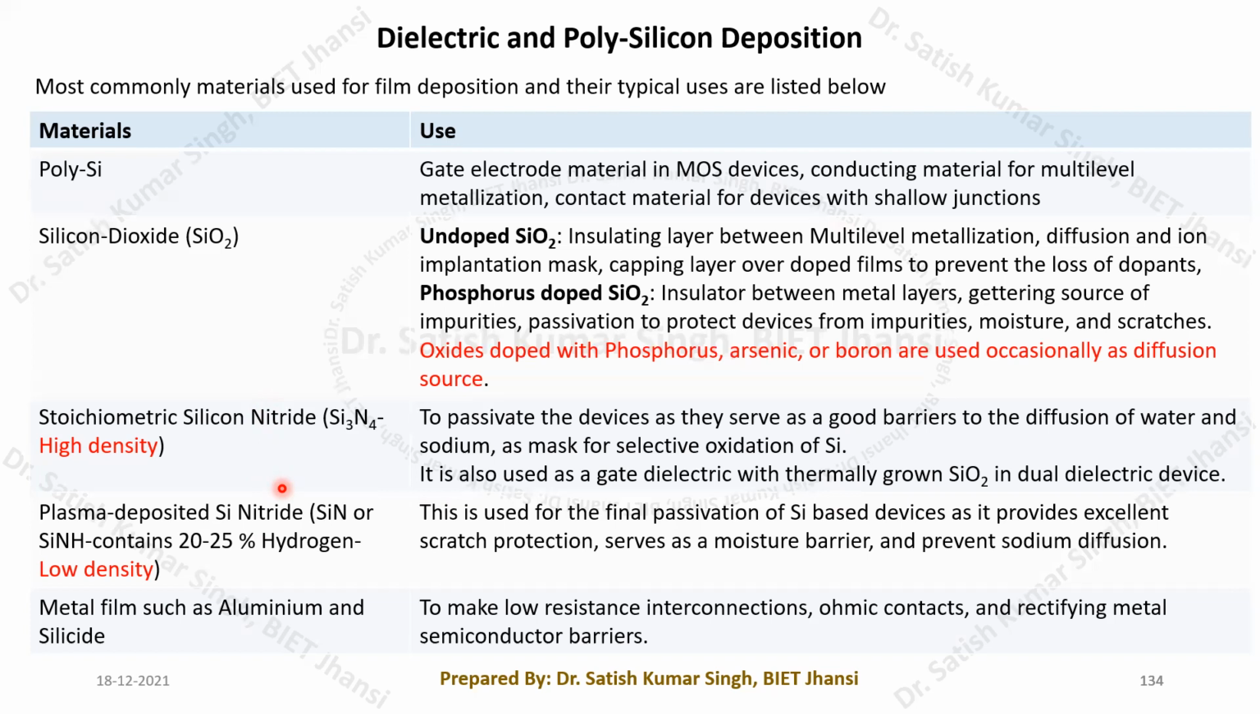It should not affect your already deposited layers. So you remember that aluminum has a lower melting point than polysilicon. So these are the uses of these different materials. Obviously, metal films like aluminum or silicides will be used to make low resistance interconnections, or make contacts and rectifying metal semiconductor barriers.